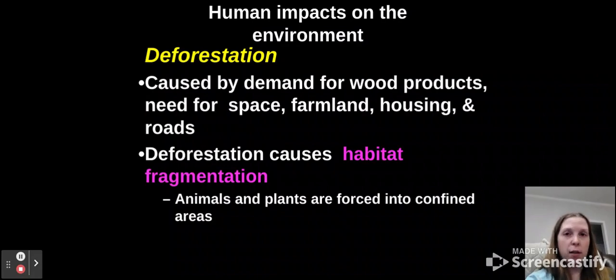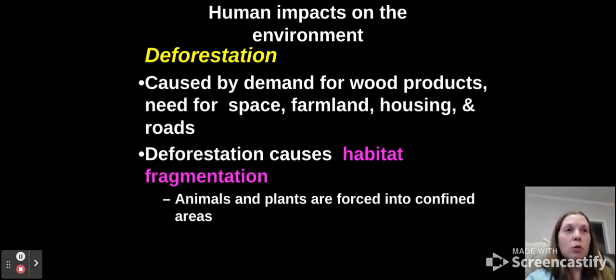Another huge factor for human impact is deforestation, and this is caused by such a high demand of wood products. It could be for building houses, it could be for increasing farmland space, making roads, anything like that. You guys know we've had highways being built and updated all through this place, and they were in areas where trees were once located. And the biggest issue here that we see is it's going to cause habitat fragmentation, which means plants and animals are forced to be confined into areas as opposed to being able to spread out.